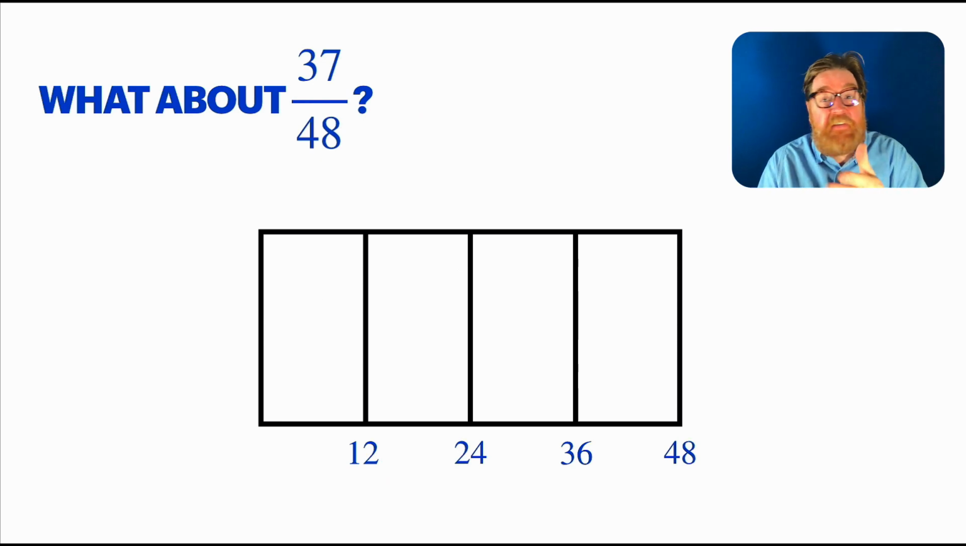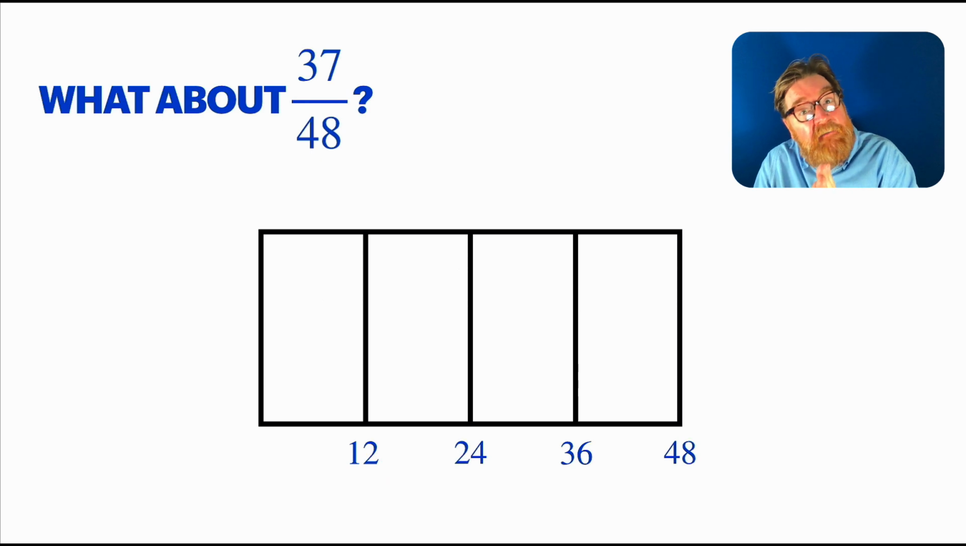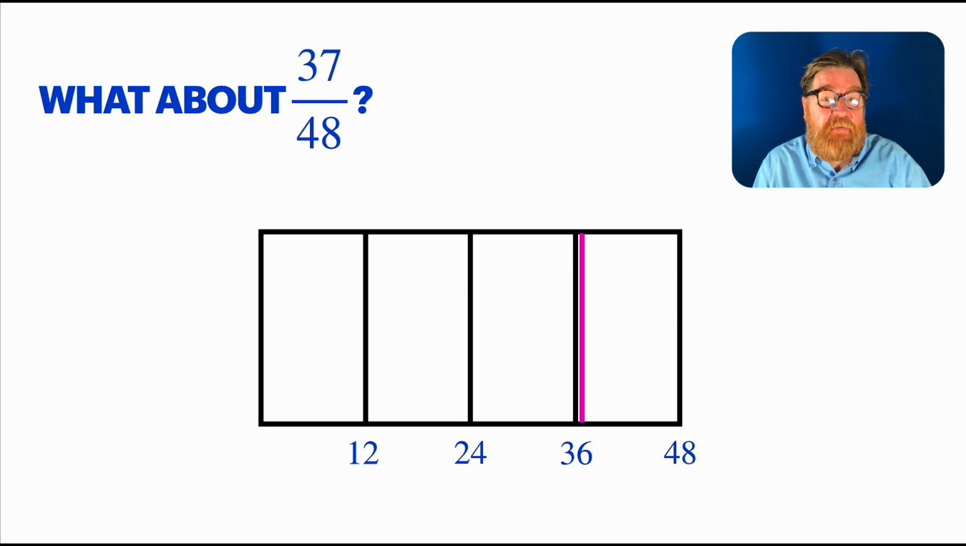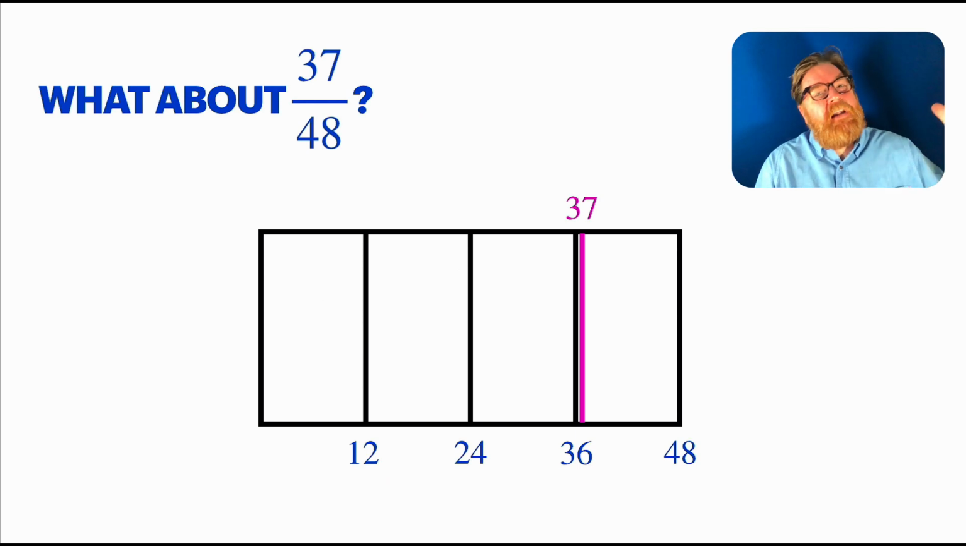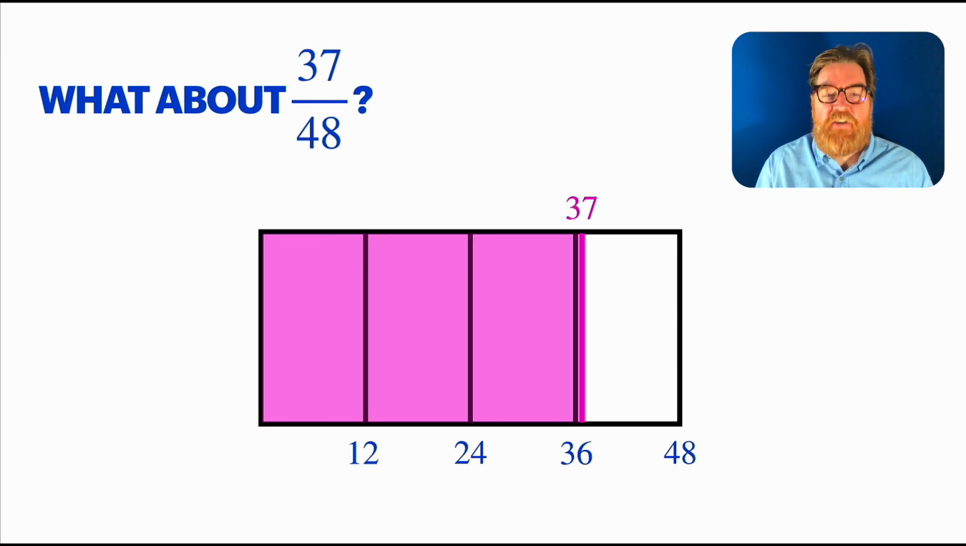Okay, this is good news because if I know where the 36th piece is, the 37th piece should be just to the right. And I'm going to mark that with that pink line. That's where the 37th piece would be. So let me shade all the way up to that piece. And there's a good representation of 37/48. It gives us a way to estimate this without drawing all those lines.